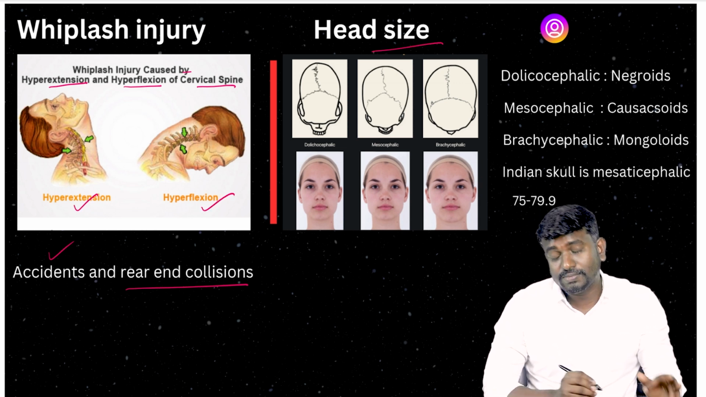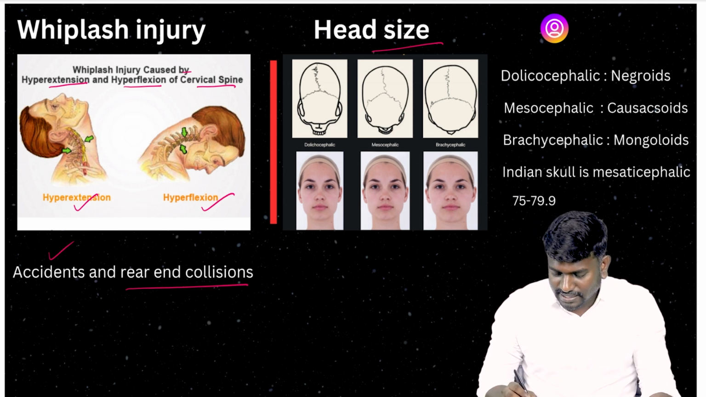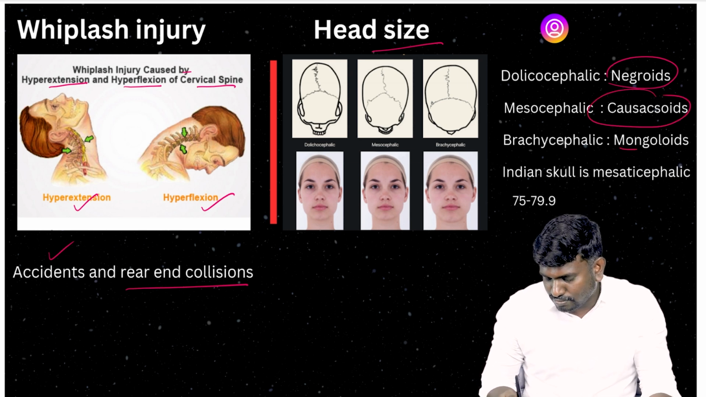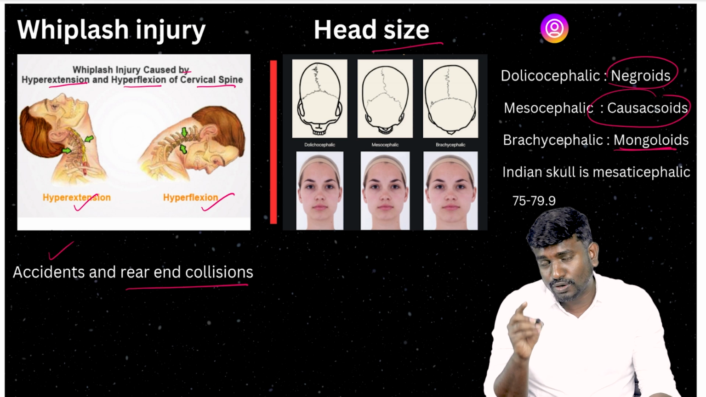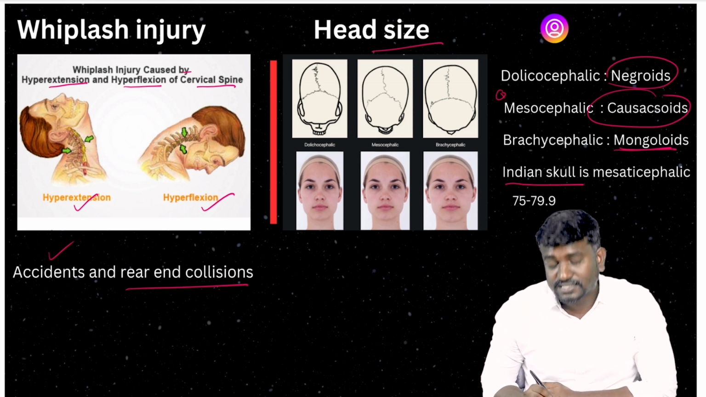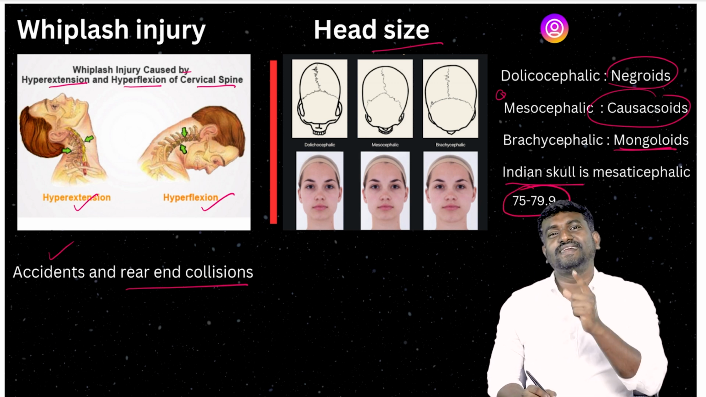Head size, you're going to remember 3. One is going to be what? Dolichocephalic, mesocephalic, and brachycephalic. Now remember, dolichocephalics are seen in what? Negroids, mesocephalics in Caucasoids, brachycephalics in Mongoloids. Remember, brachycephalic, Mongoloids. At least remember mesocephalic, where the Indian skull belongs to. It is going to be in the range of what? 75 to 79. Yes.